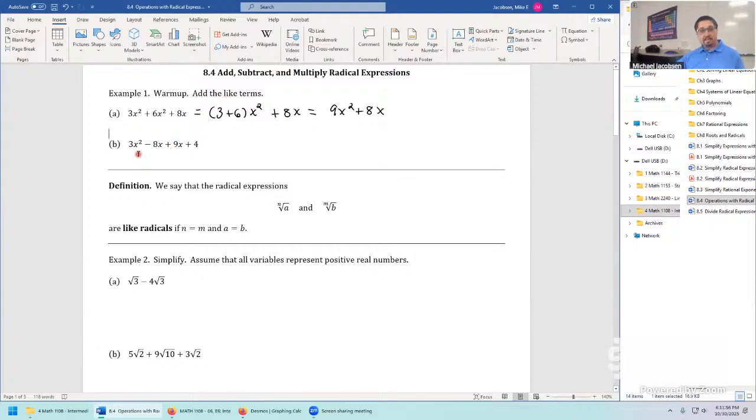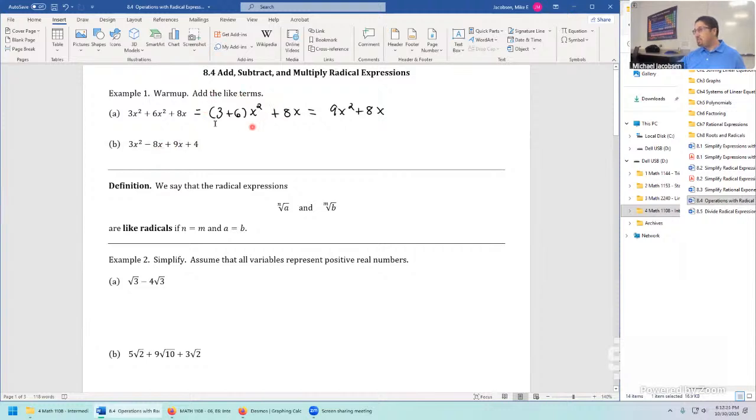Likewise, in part B, this looks like something you would get if you FOILed out something. 3x squared is not like term to anything else because this is a different power on x. And the constant term doesn't involve x whatsoever. Likewise, 4 is not a like term to anything else for the same reason. It doesn't involve a variable, so we can't add it to anything here. But the middle two terms are like terms.